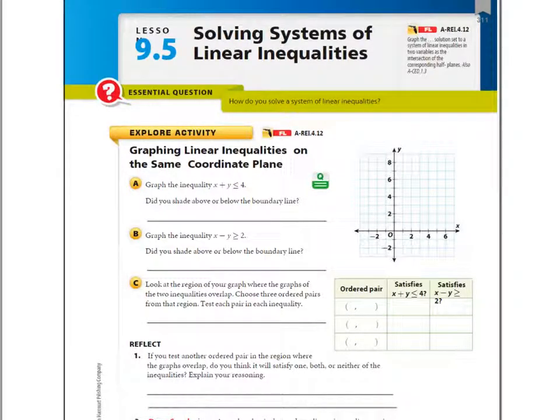Today we're starting the last section of chapter 9, 9.5. We already graphed one linear inequality. Now we're going to be graphing a system, which means instead of 1, we'll be graphing 2. But the basic steps still apply here.